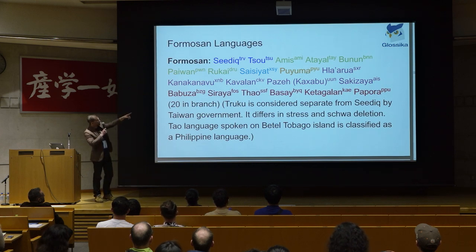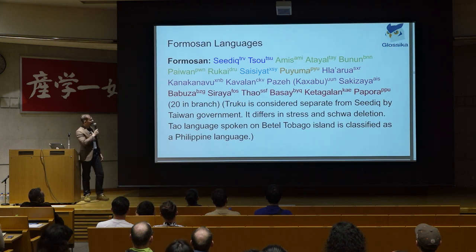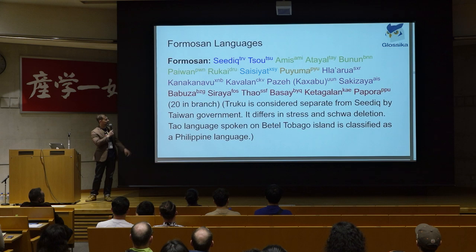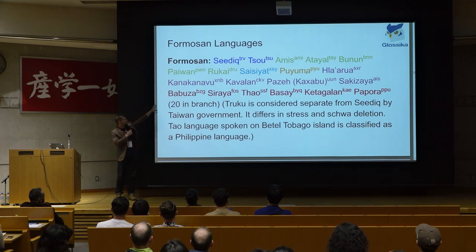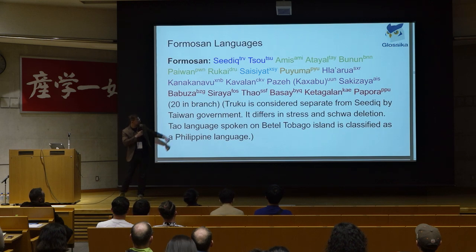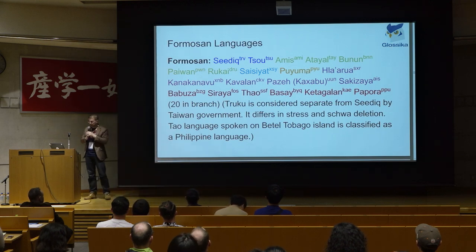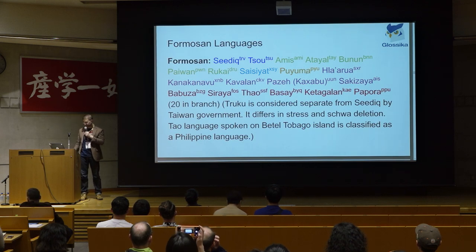So out of these, you get Sedek, Tso, Amis, Atayan, Punun, Paiwan, Rukai, Saisiyat, Puyuma or Pinuyumayan, Sla'alua, Kanakanavu, Kavalan or Kabalan, Pazeh, and the Kahabu dialect is still spoken. I know native speakers of that. Sakizaya. Babuza and Siraya are dead languages from the west coast, but there are a group of people trying to bring the language back to life. And Thao, which I mentioned before I speak, Basai, Ketagalan, and Papora. Truku is also spoken in Taiwan, but it doesn't have its own ISO code.